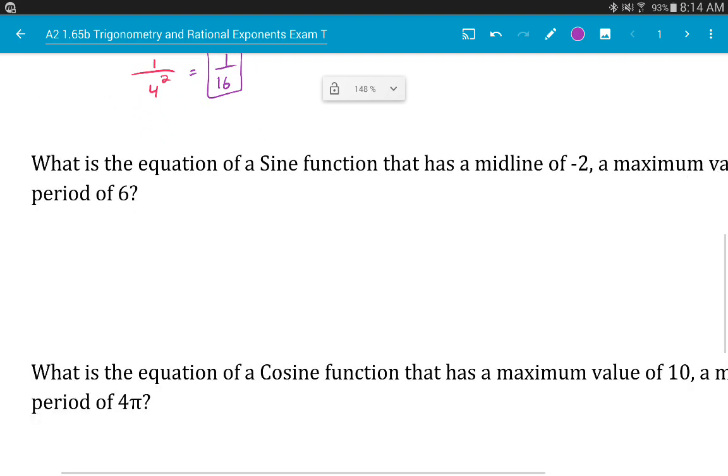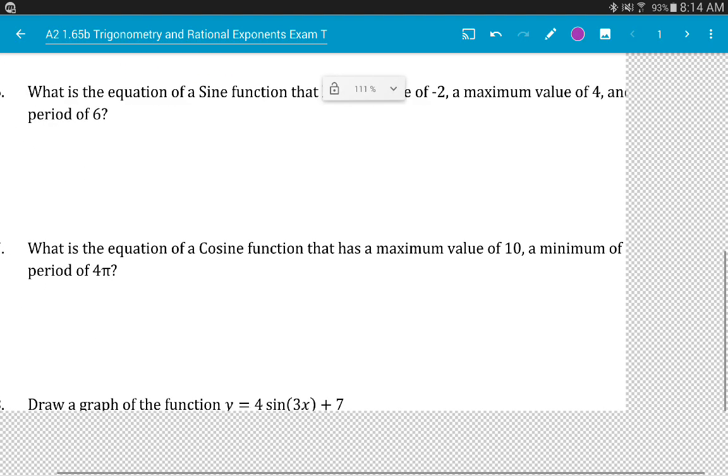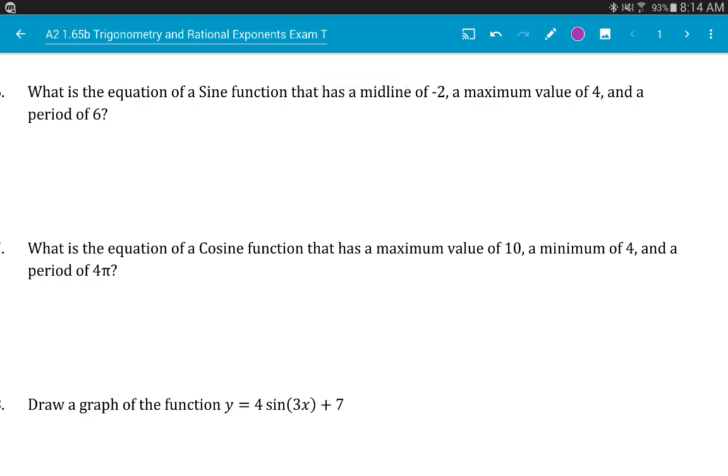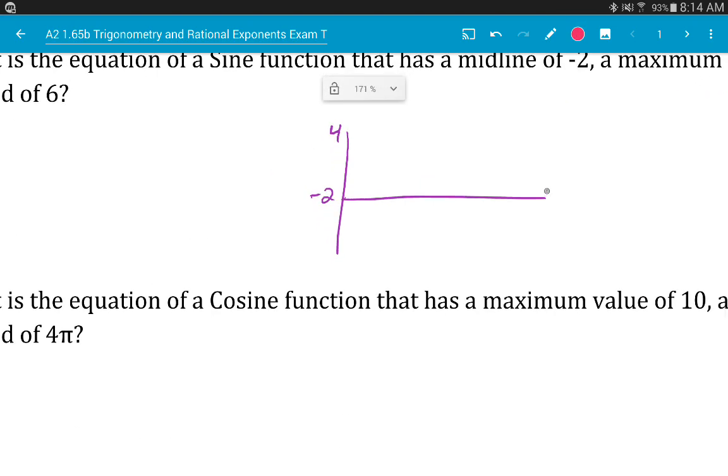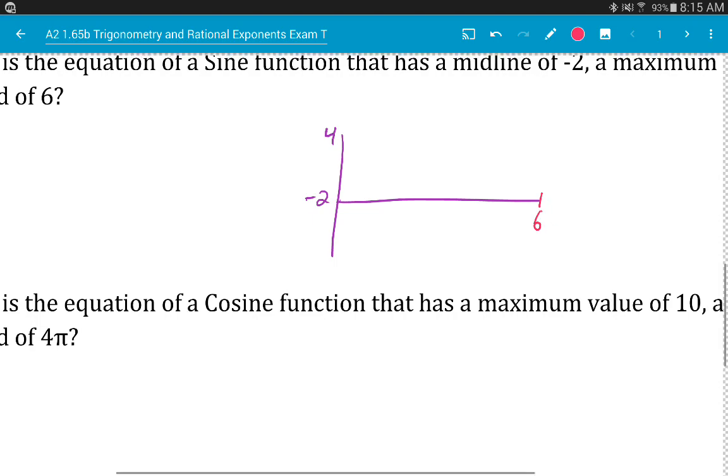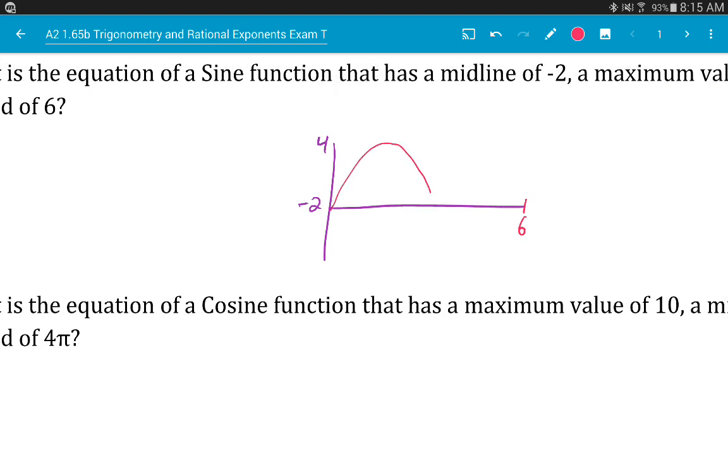The equation of a sine function that has a midline of -2, a maximum value of 4, and a period of 6. So let's do this real quick. I like to draw a little diagram. Has a midline of -2, has a maximum value of 4. So let's think. And the period is 6. So that means it looks basically like this. Let's think. To go up here, right, this right here, up here, this is +6.